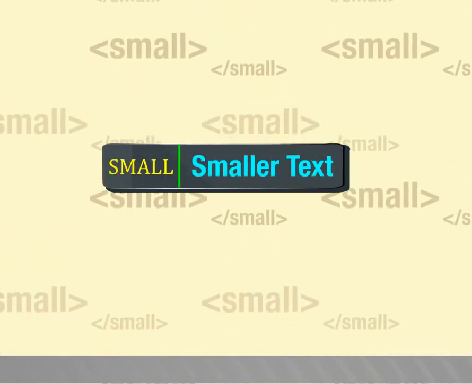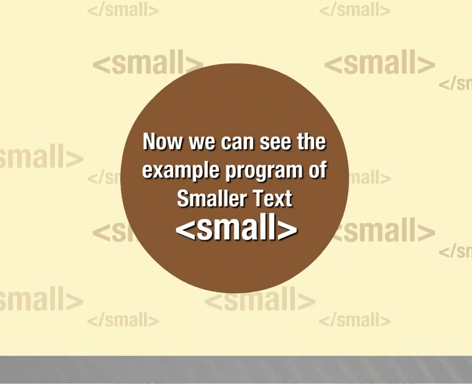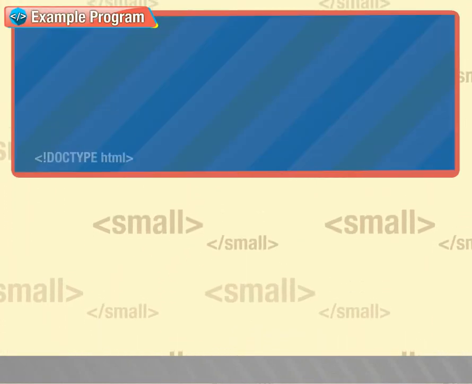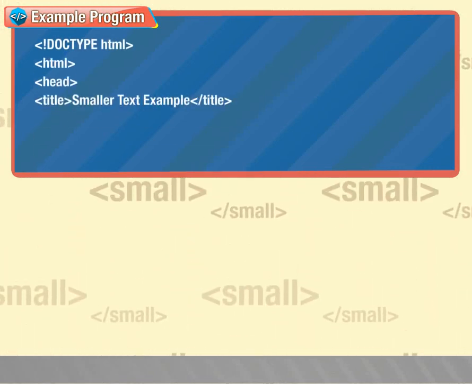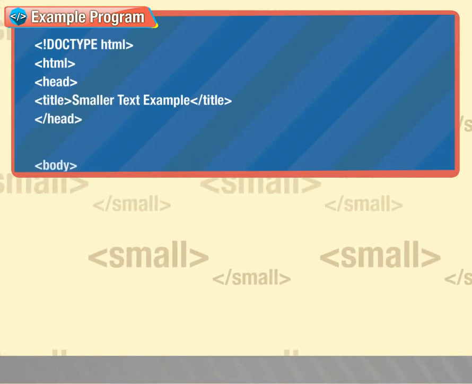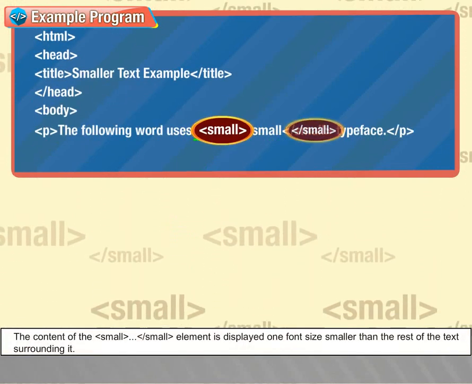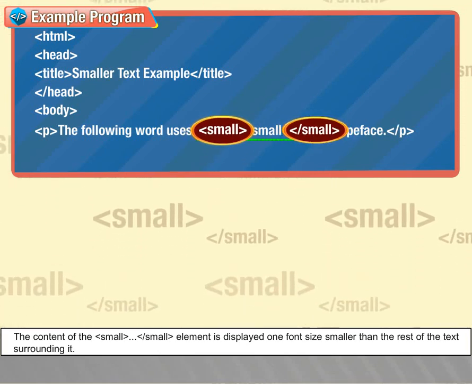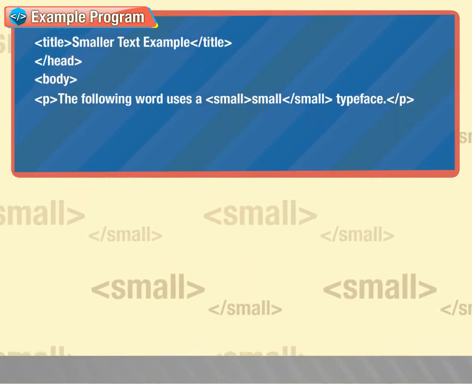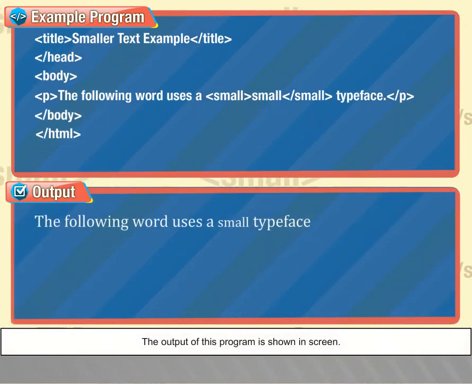Smaller text. Now we can see the example program of smaller text. The content of the SMALL element is displayed one font size smaller than the rest of the text surrounding it. The output of this program is shown in screen.